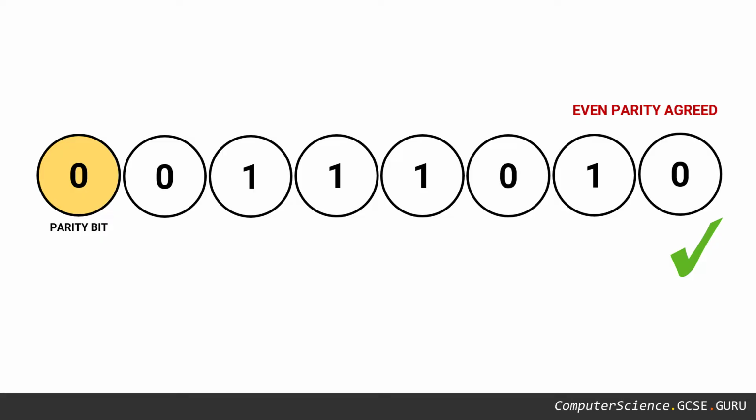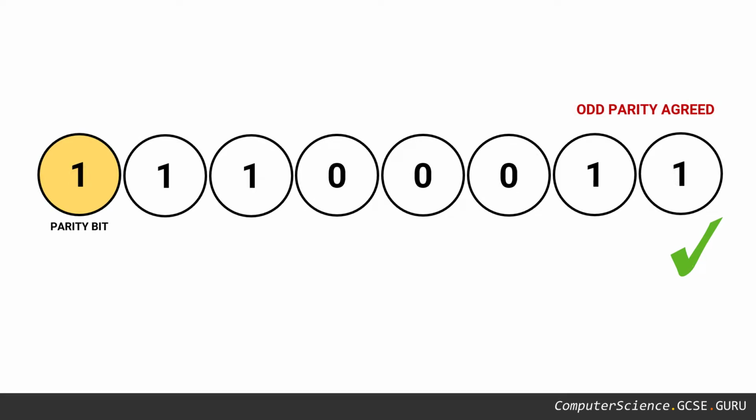Here's an example of an even parity byte of data ready to be sent. A 0 parity bit has been added, and that's right because there's already 4 1s in the data, which is an even number. We can leave it alone. We don't need to add a 1 at the end. We can maintain a 0.